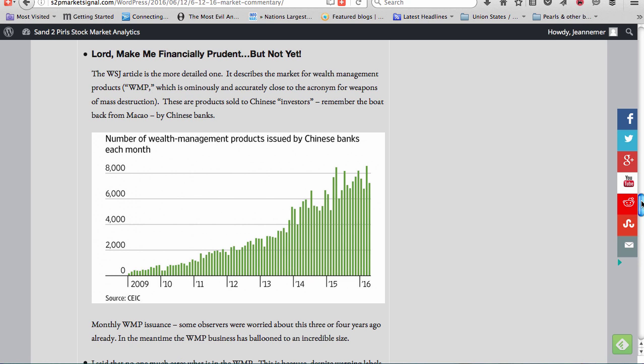The Wall Street Journal article is the more detailed one. It describes the market for wealth management products, or WMPs, which is ominously and accurately close to the acronym for weapons of mass destruction. These are products sold to Chinese investors by Chinese banks. Some observers were worried about this 3 or 4 years ago already. In the meantime, the WMP business has ballooned to an incredible size.